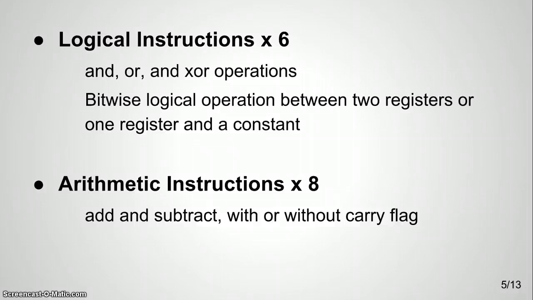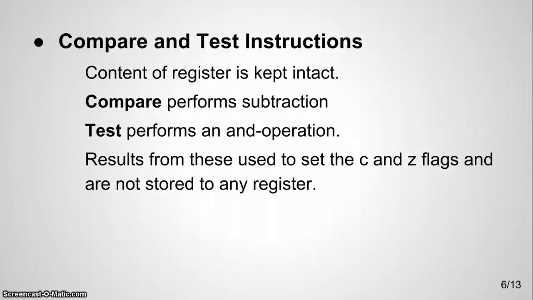There are 6 logical instructions in total, which are the usual suspects of AND, OR, and exclusive OR operations. There are 8 arithmetic instructions in total, again the usual suspects of add and subtract, but with or without a carry flag. The compare and test instructions keep the content of the register intact. The compare instruction performs a subtraction operation, whereas a test instruction performs an AND operation. The results of these operations are used to set the carry and 0 flags.